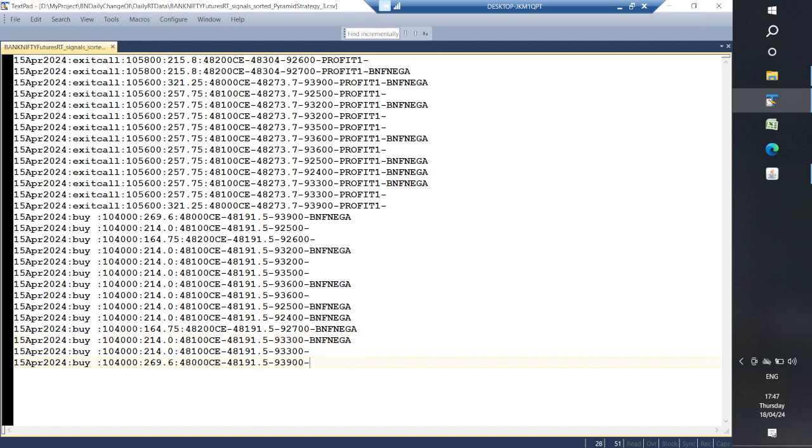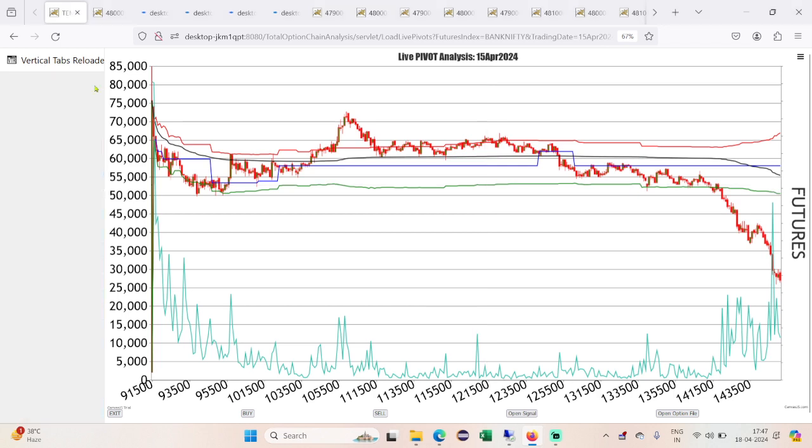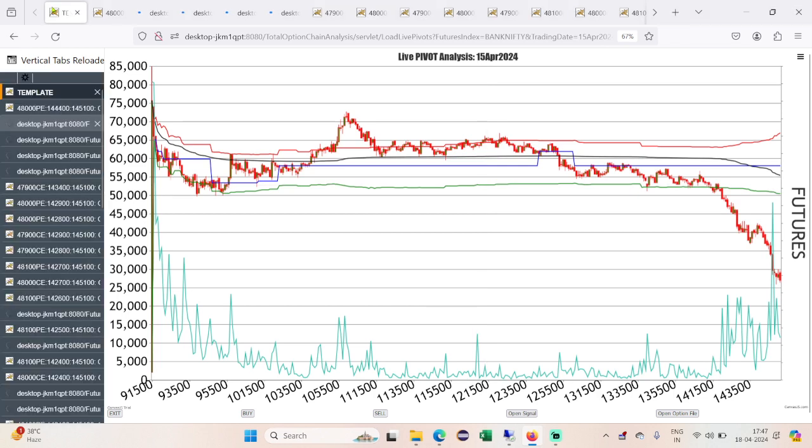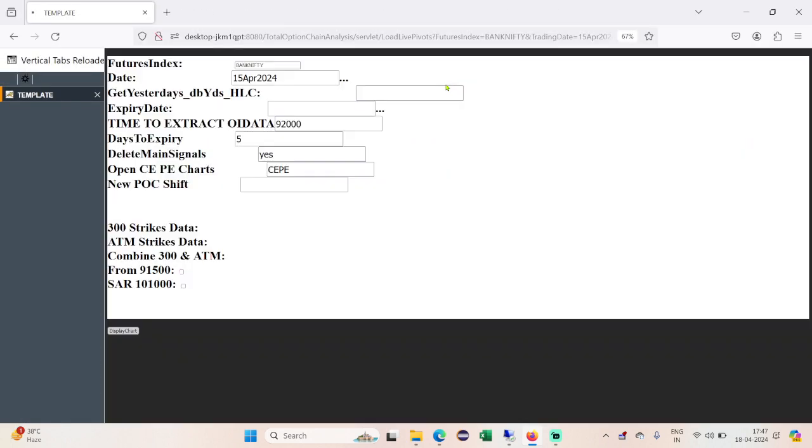Okay, in the next chart, 15th April is also a fairly simple chart. There was one entry and there was one exit. Okay. What I'll do is I will open another chart. I remember this one, December 29, 2023.